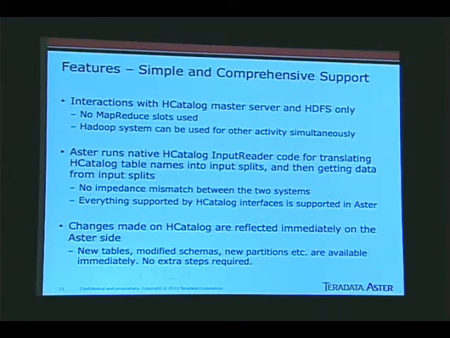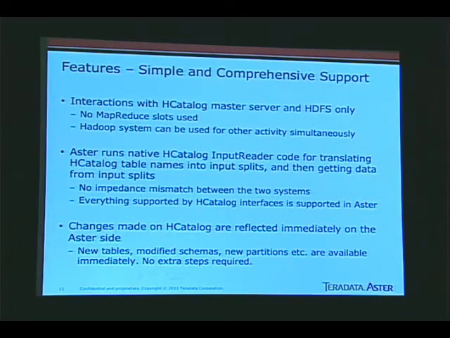Aster runs native HCatalog input reader code for translating HCatalog table names into input splits. What that means is that there is absolutely no mismatch between these two systems, and anything that works with HCatalog is expected to work with Aster, right? Post qualification and all that stuff. But it's designed to be a very simple integration so that going forward we don't have any maintenance issues. It should just work as is. And everything supported by HCatalog interfaces is supported in Aster. That includes, for example, partition pruning, which we'll talk about in some detail. And in the future, as there's more support for filtering and other kinds of pushdown in HCatalog, we look to use that as well.